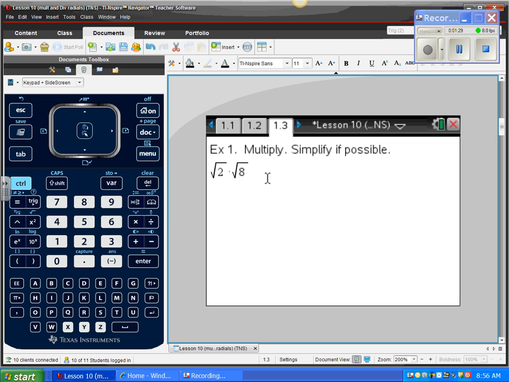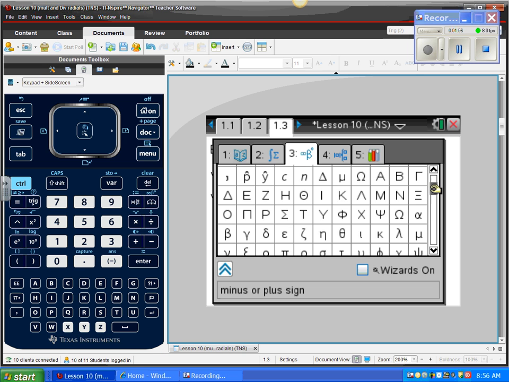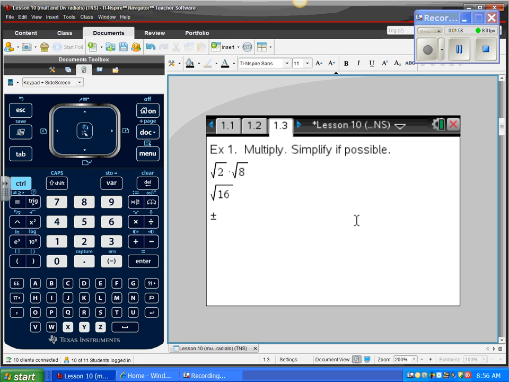Okay, so let's try this one. Square root of 2 times the square root of 8. What's the index? 2. Very good. Okay, what is it? And what's the square root of 16 equal? Plus and minus 4. Okay? Remember, even index, you're always going to have that plus and minus. Odd, you do not.